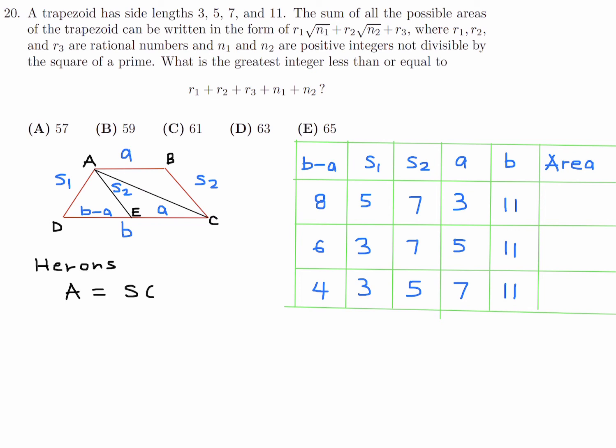And the formula is S minus A times S minus B times S minus C times S, all under the square root sign. And S is basically half of the perimeter of the triangle.